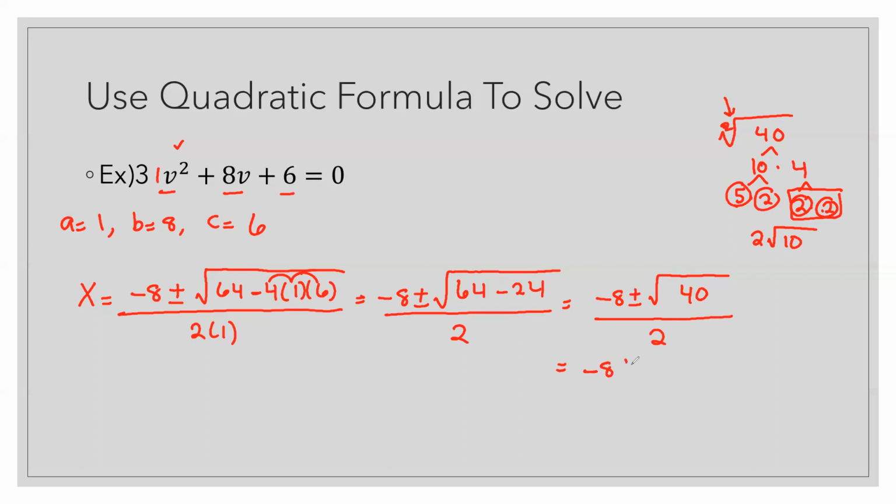So that's -8 plus or minus 2 radical 10, all over 2. And then you're going to divide each term by 2. So starting with -8, -8 divided by 2 is -4, plus or minus. 2 over 2 cancels, you're just left with radical 10. So you actually have two x values. One of them you can express as -4 plus radical 10, and then the other one is -4 minus radical 10.